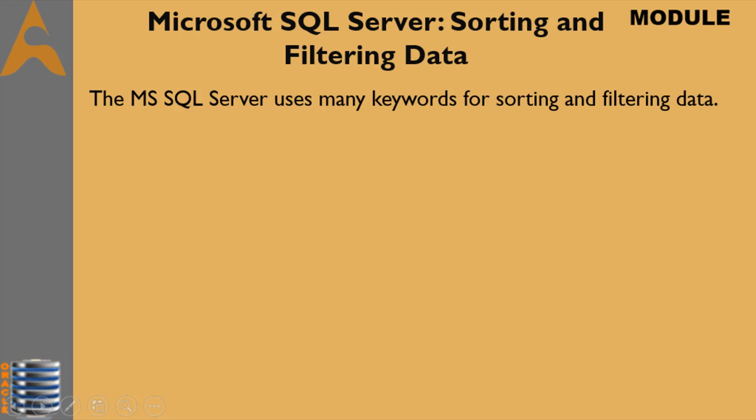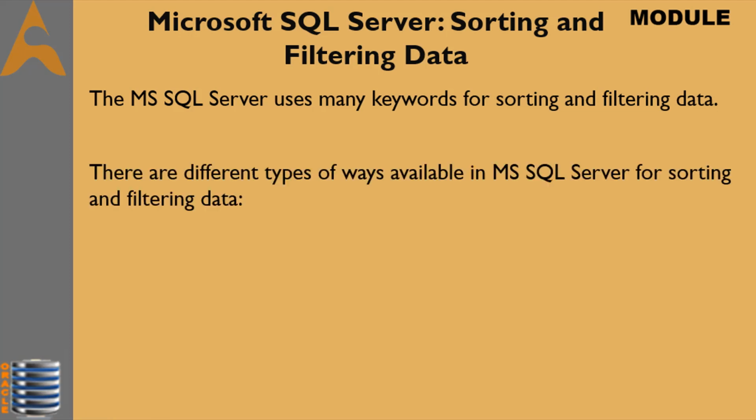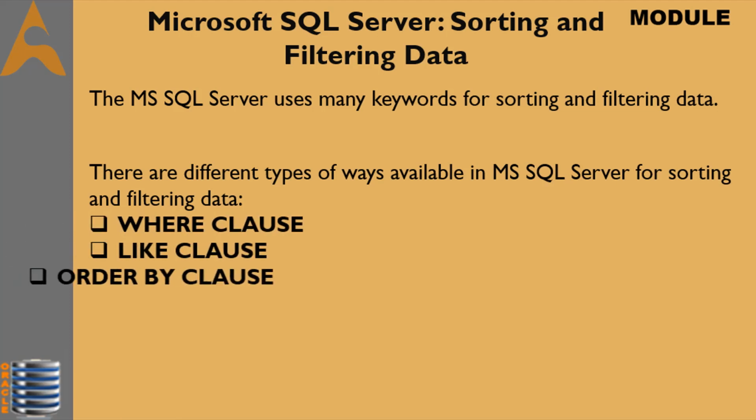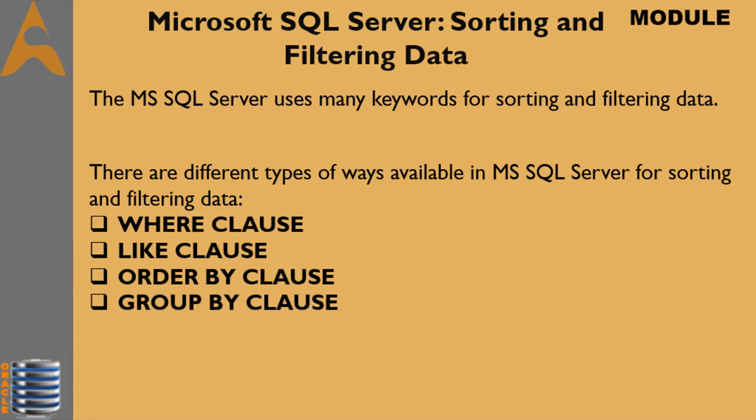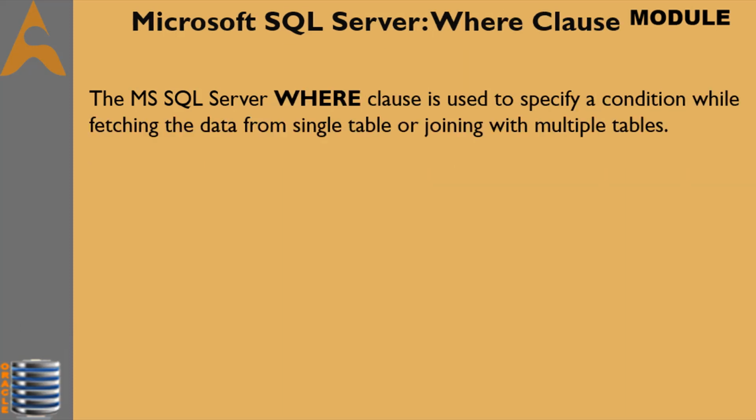The Microsoft SQL Server uses many keywords for sorting and filtering data. There are different types of ways available in MS SQL Server for sorting and filtering data: where clause, like clause, order by clause, group by clause, and distinct clause. So let's start with where clause.